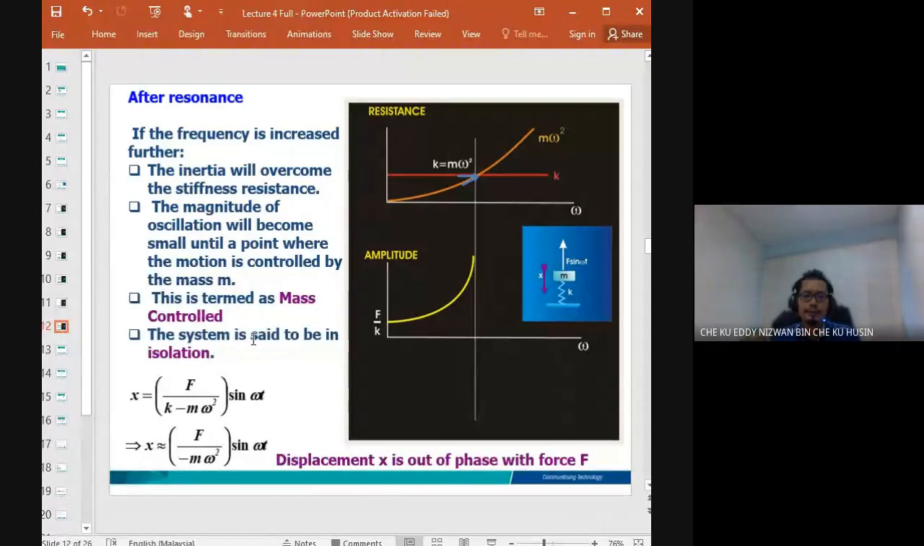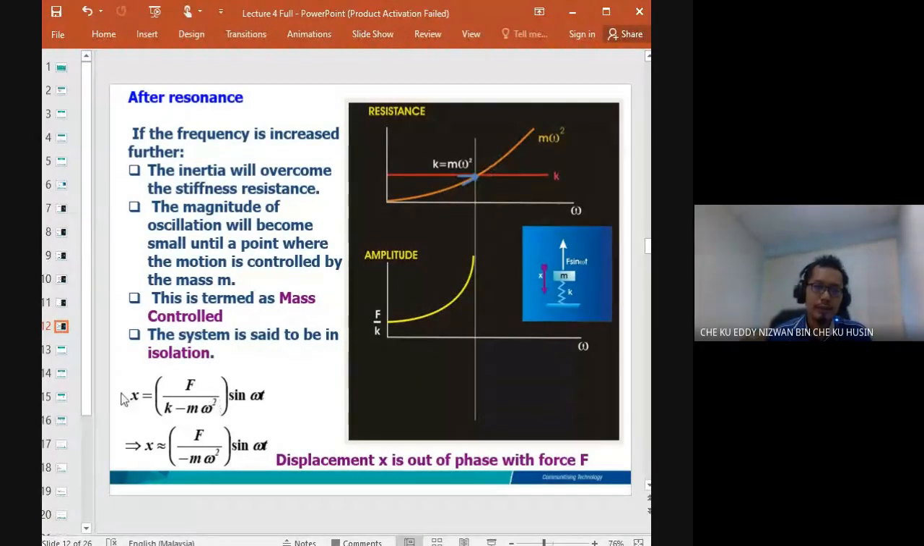Then there is the condition after the resonance. After resonance, if we keep increasing the speed, if the frequency is increased further, the inertia will overcome the stiffness. For this case, the inertia has a greater magnitude as compared to the stiffness, because it's already in this part.